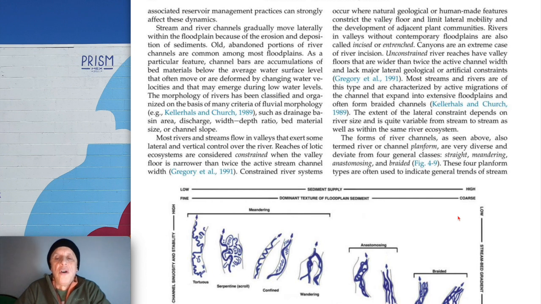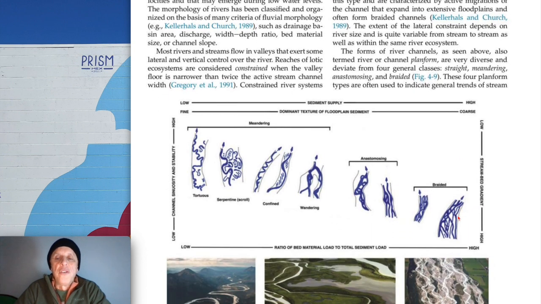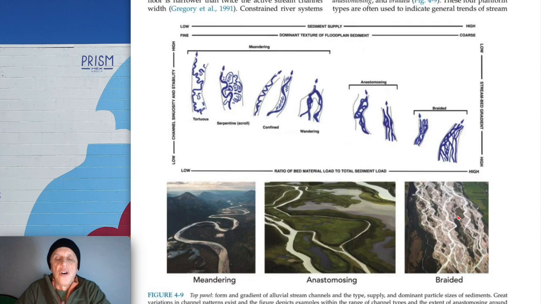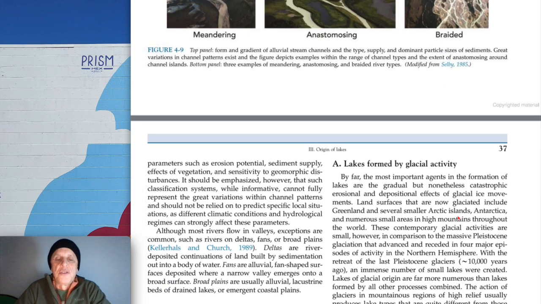The forms of river channels, also termed river or channel planform, are very diverse and deviate from four general classes: straight, meandering, anastomosing, and braided. These four planform types are often used to indicate general trends of stream parameters such as erosion potential, sediment supply, effects of vegetation, and sensitivity to geomorphic disturbances.